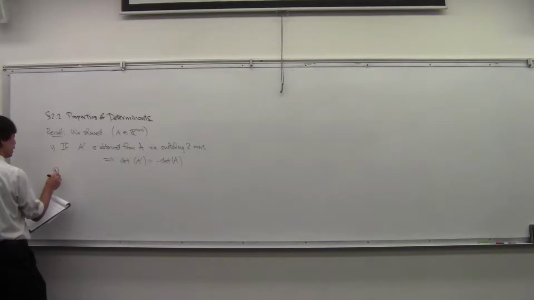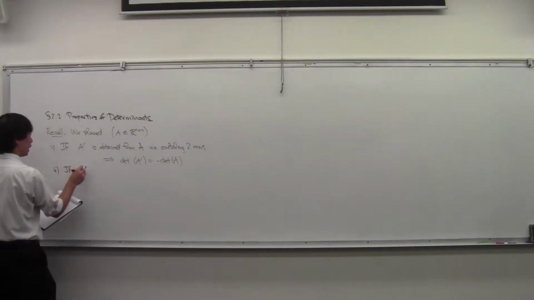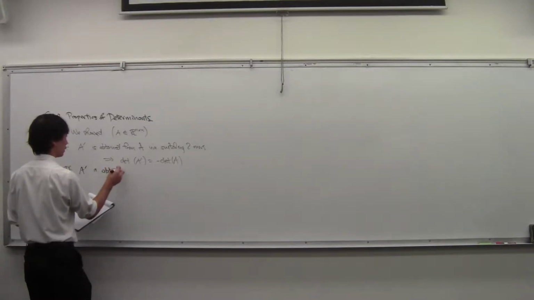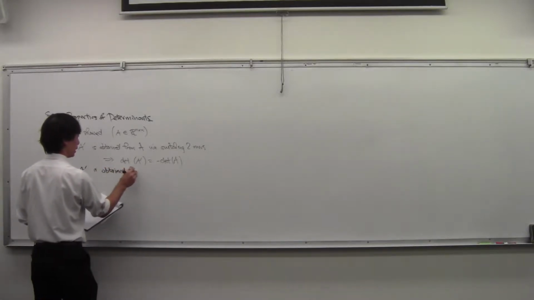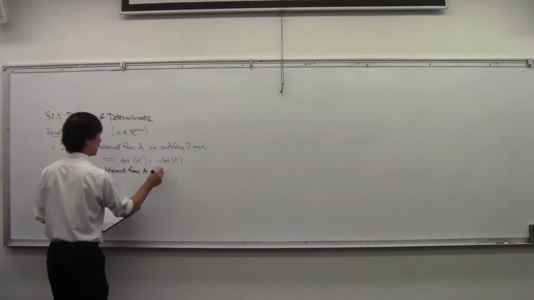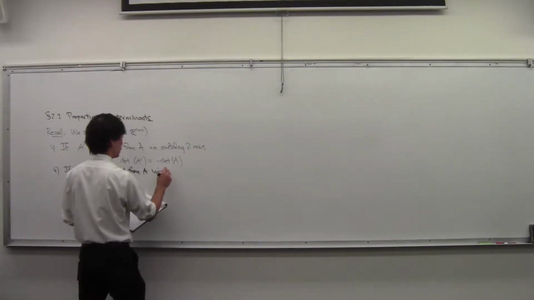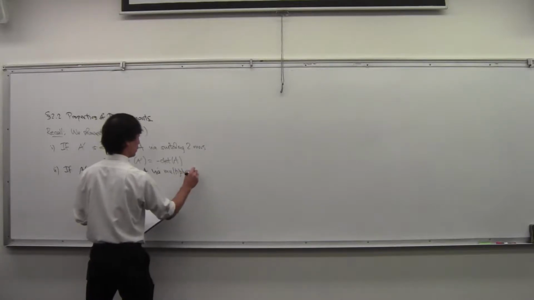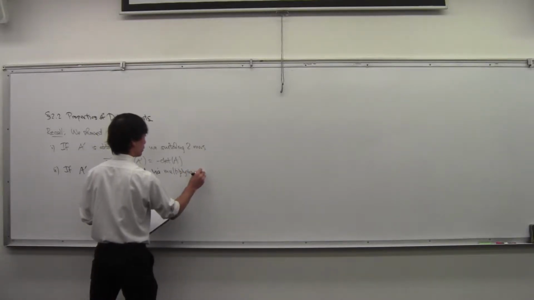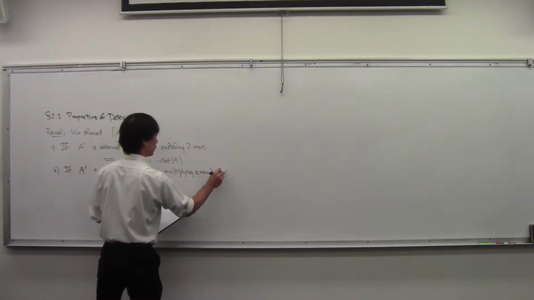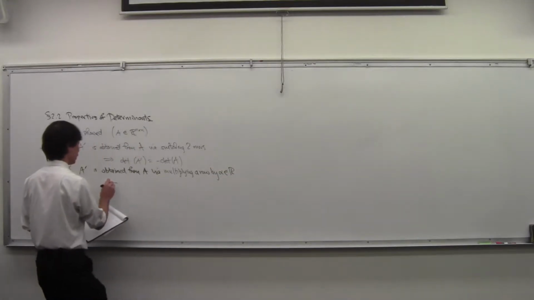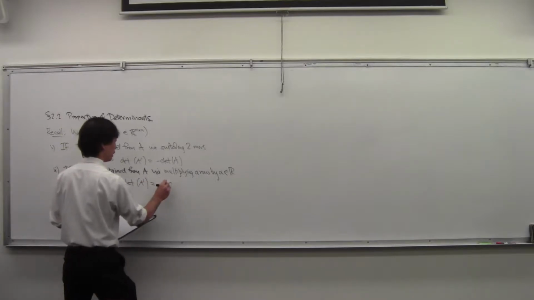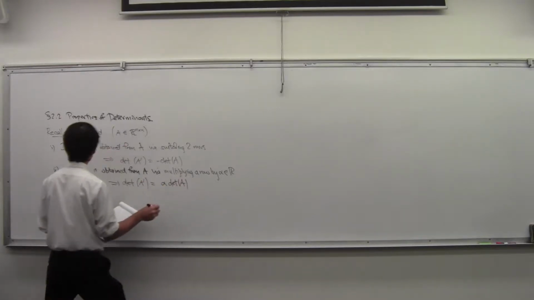We also showed that if A prime is obtained from A by multiplying one row by some alpha, then the determinant of A prime is alpha times the determinant of A.